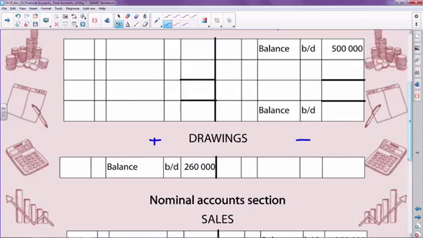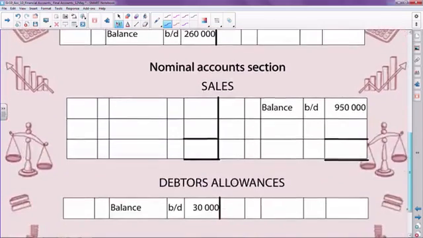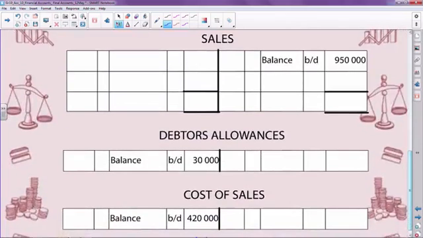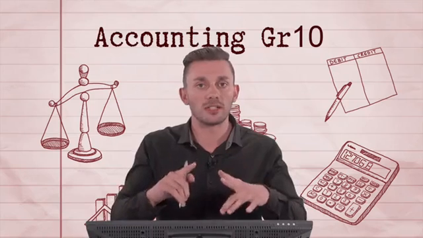Now, my next tier of accounts will be sales, debtors allowances, and cost of sales. I group these 3 together because they go together. This is the trading side of the business. So the very first step, remember your very first step? Debtors allowances. What do I do with debtors allowances? I need to transfer the debtors allowances to sales.